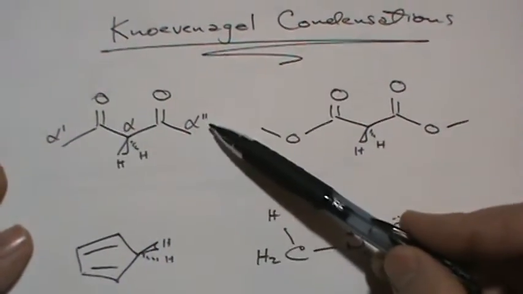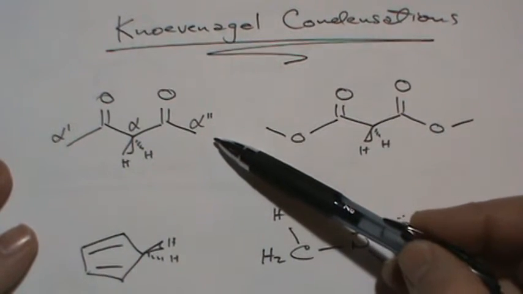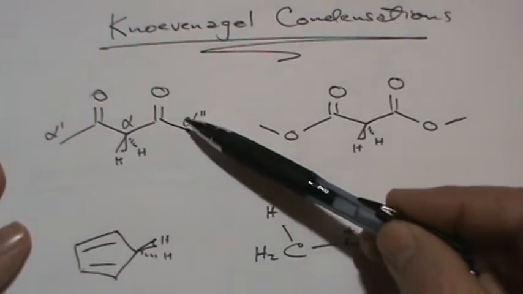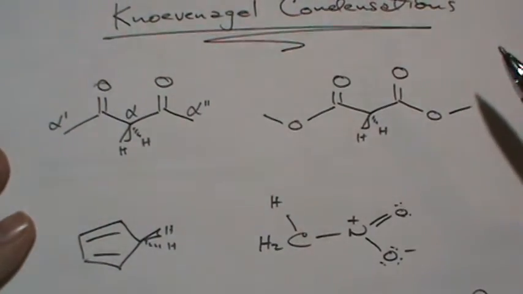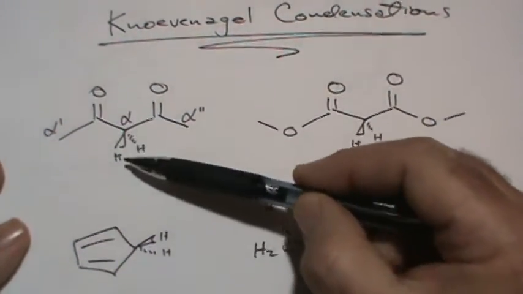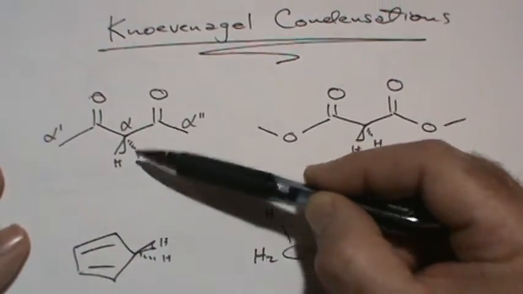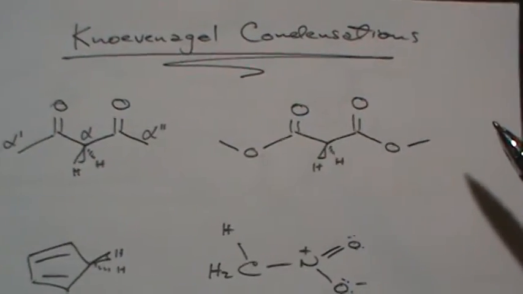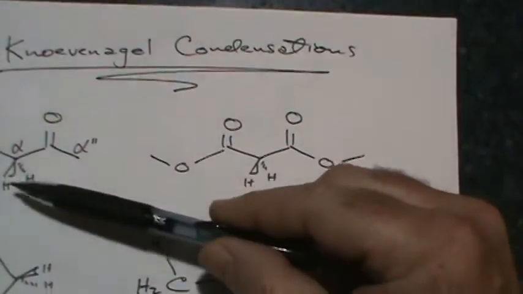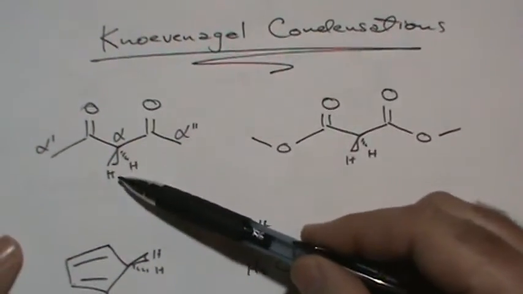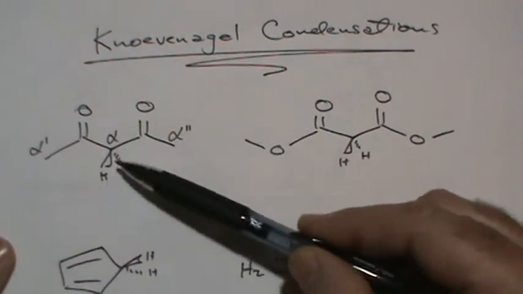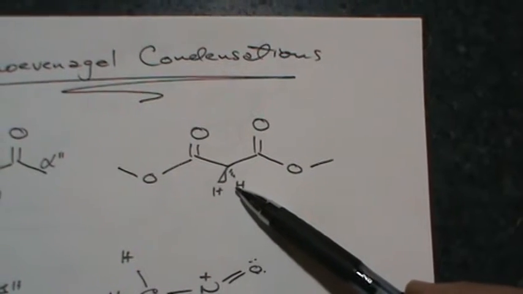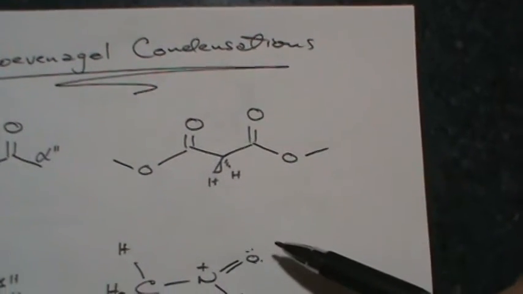Alpha prime and alpha double prime, on the other hand, are more like traditional alpha carbons with traditional alpha protons attached. They're only adjacent to 1 carbonyl. These alpha protons in the middle are the ones that are unusually acidic. The enolate which will form is going to be an unusually stable enolate, which is why these protons are unusually acidic. That would be true for a beta diester and other beta dicarbonyl compounds as well.